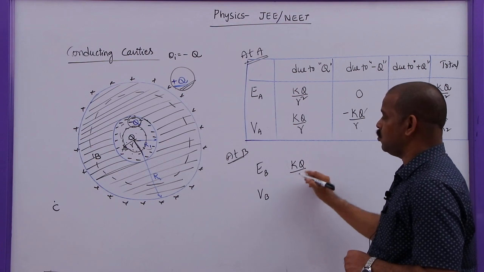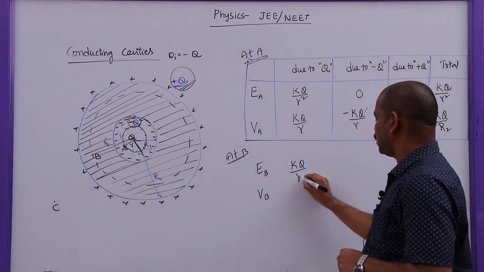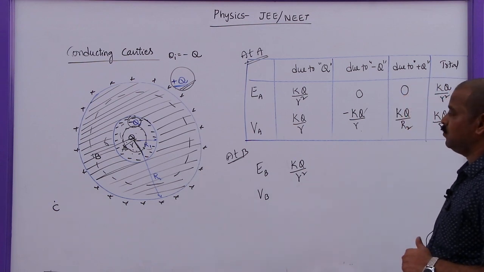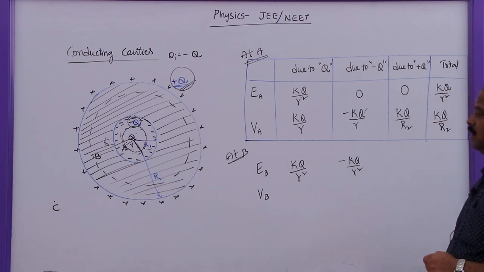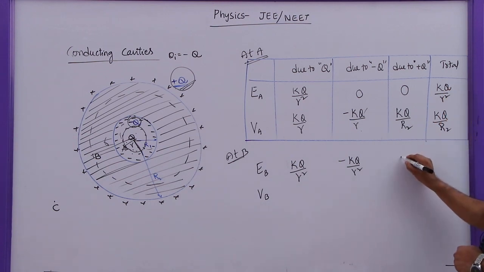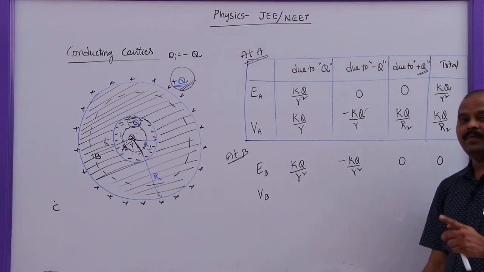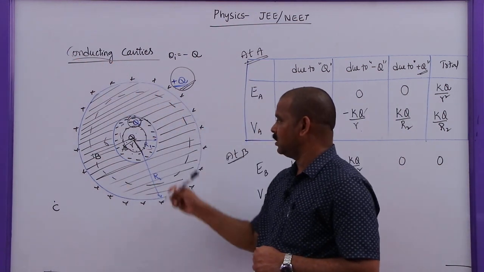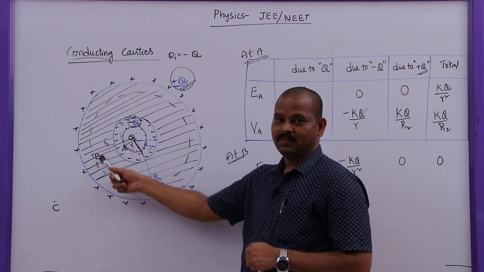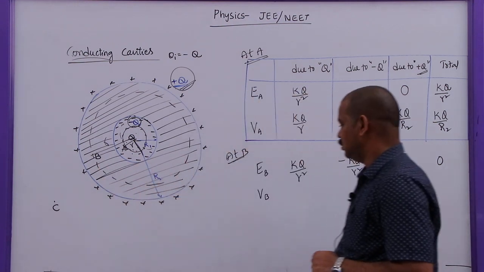This we can write as KQ by R square, where this distance is smaller again. And the electric field due to the negative charge is minus KQ by R square, and the electric field due to the outside charge, that is the positive induced charge, is 0. If you add these two, you will get 0 here. Why? Because it is a conducting sphere, meaning this is a metallic one, and within the metal the electric field is always 0.